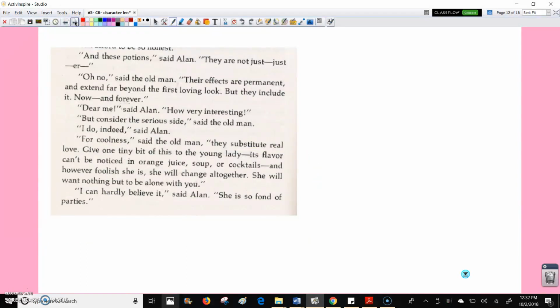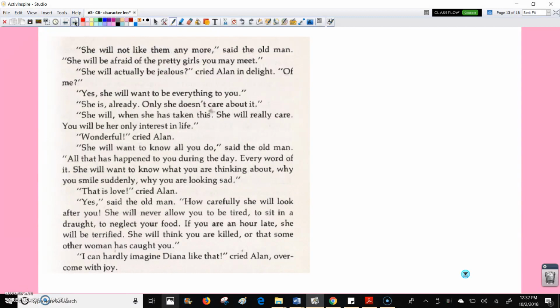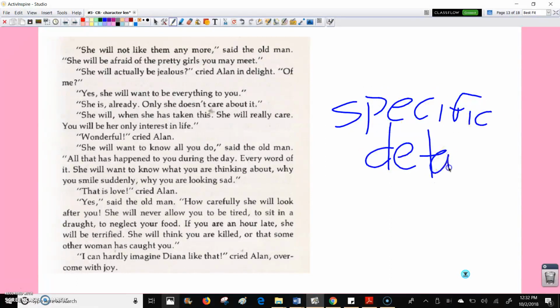I also see that when he's talking about the love potion, he's really just describing it. It's really Alan in these cases who's not getting what the old man is saying. He's really giving very specific details about the love potion. So it doesn't really seem like he's hiding anything. He is describing it and telling the truth.